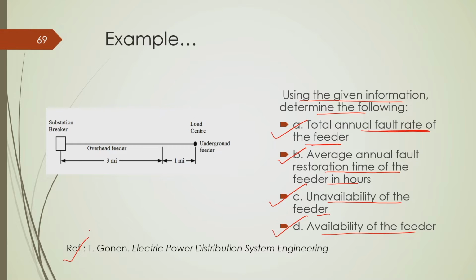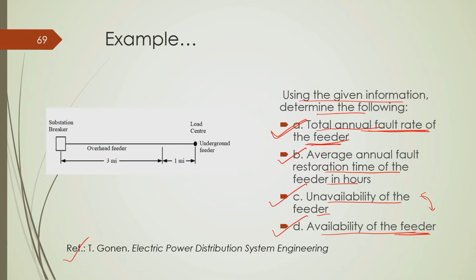Okay. And once you got this unavailability, availability, as you have seen in my last lecture, it is just 1 minus that unavailability. So, fraction of time it is unavailable is equal to 1 minus fraction of time it was available. So, these two can be easily found out, once we can find out at least one. Now, first of all we need to find out total annual fault rate of the feeder.